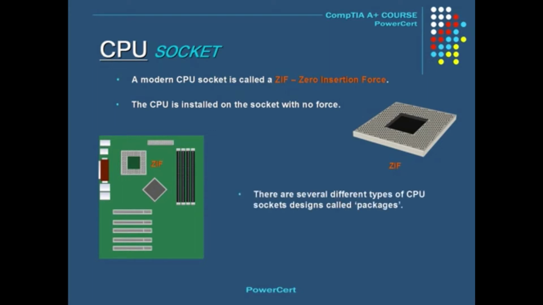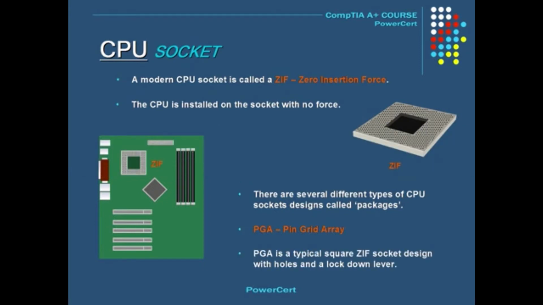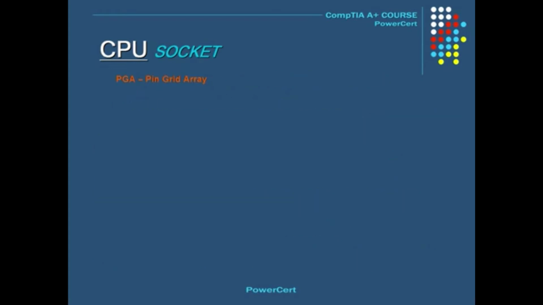There are different types of CPU socket designs called packages. One of the most common types of these packages is the PGA, or Pin Grid Array. The PGA package is a typical square ZIF socket design with holes and a lockdown lever, as stated previously. There are several different sockets that use the PGA package.